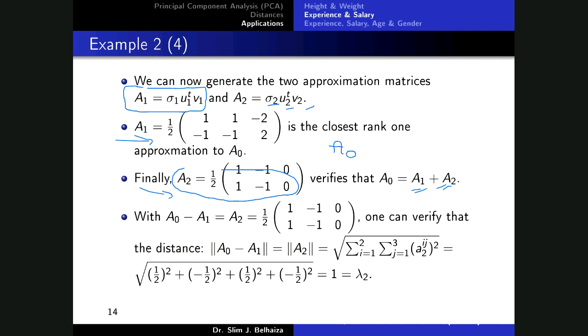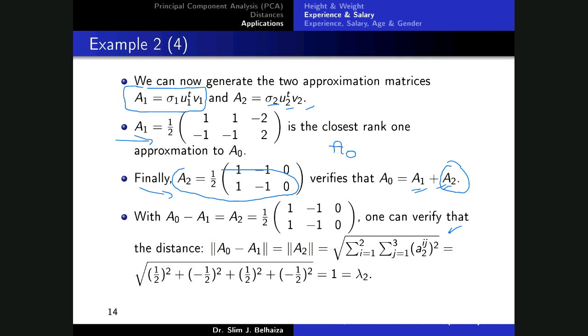What is beautiful with this is that you can also see the distance from A0 to A1. Once you wrote that A0 is A1 plus A2, A0 minus A1 is just A2. So the distance between A0 and A1 is just the magnitude, or the norm, of A2, which you could see as the sum of the items squared. If you think of it, it's very easy to compute here.